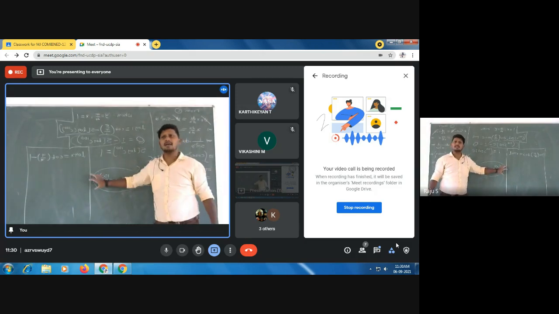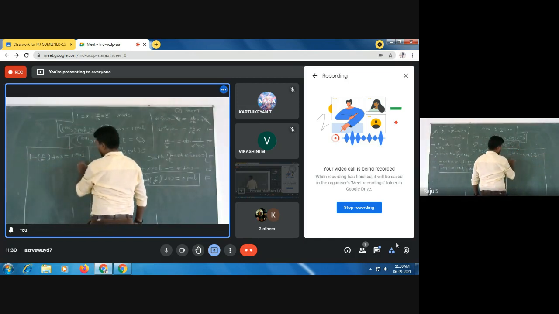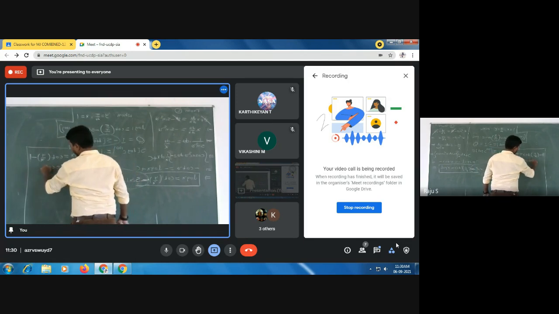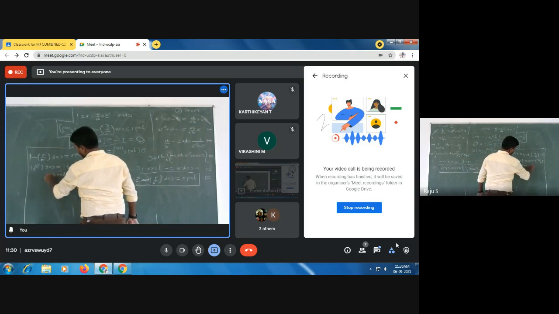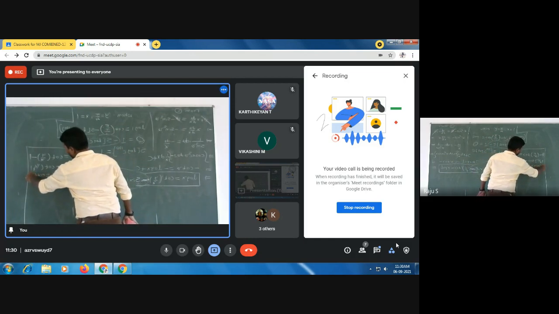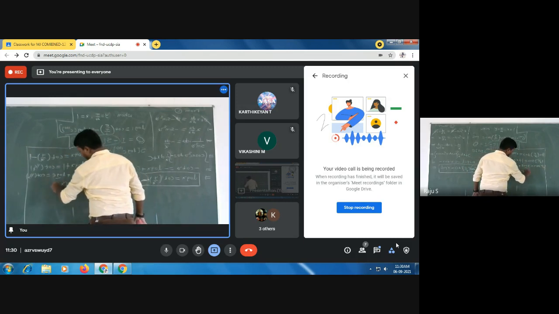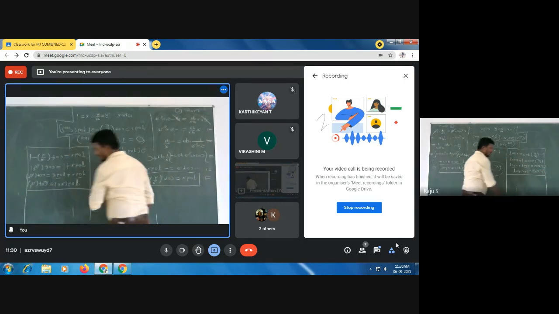What is the book back answer they have given? When you take log e, this minus 1 I am taking as log e. So log x plus log e is equal to cot y by x. Now log a plus log b is log ab. So log ex equals cot y by x. This is the answer.